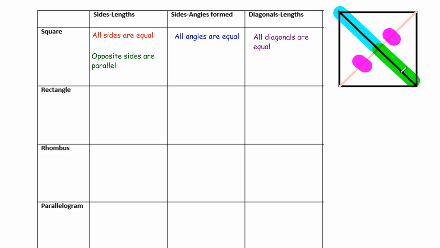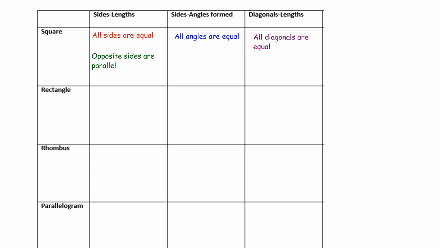Now what we're going to do is use this information that we're figuring out about shapes to prove that we have a specific quadrilateral. Maybe we have a square, maybe we have a rectangle. So it's really important to know this information. So with that said, in a square, all sides are equal, opposite sides are parallel, all the angles in the square are equal, and all the diagonals are equal.